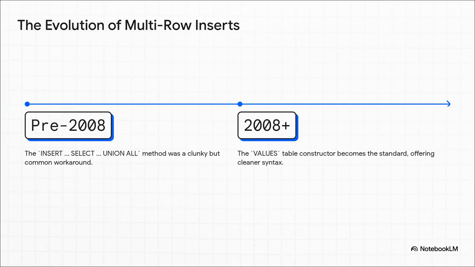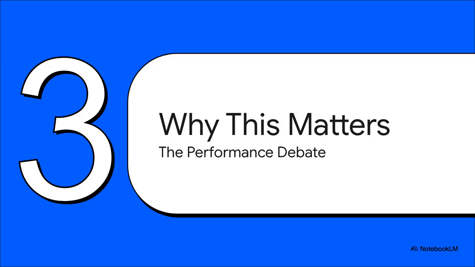Pretty clever, right? And this little history lesson really shows you what a big deal the values constructor was when it came out. Before 2008, if you wanted to do this, you were stuck with these awful, clunky workarounds using a chain of select and union all statements. It was messy. The values constructor just blew all that away and gave us the clean, simple syntax we take for granted today. Now, at this point, you might be thinking, okay, that's neat. It makes my code look nicer. And it does. But that's not the real reason this matters. The real story here, the most important part, is performance.